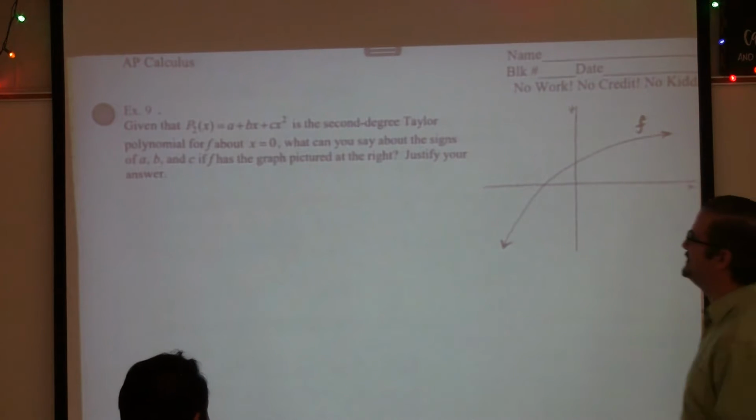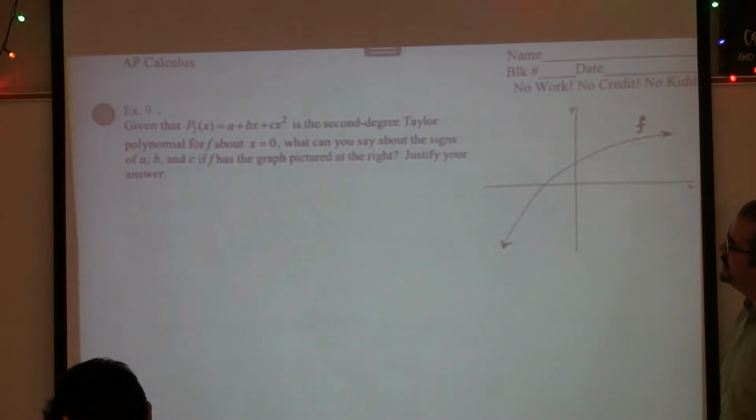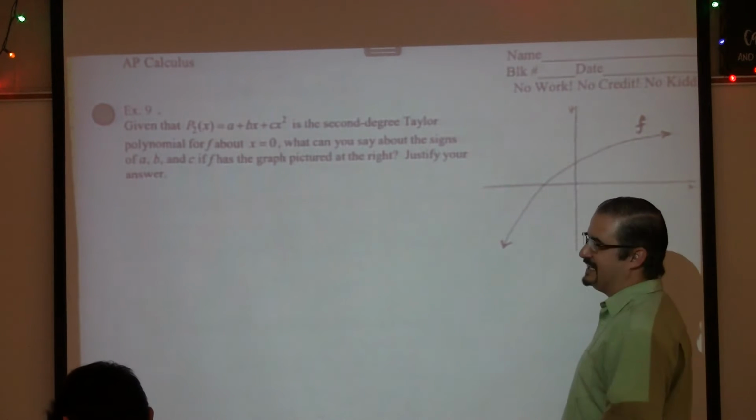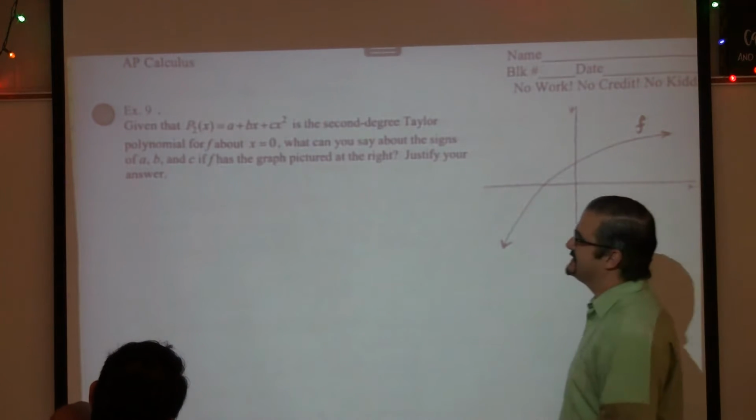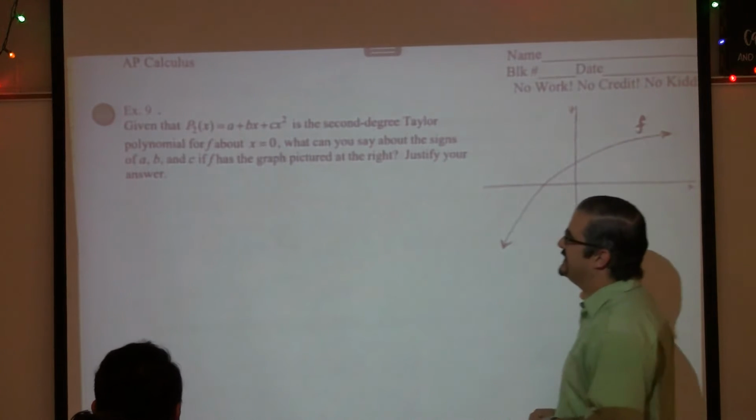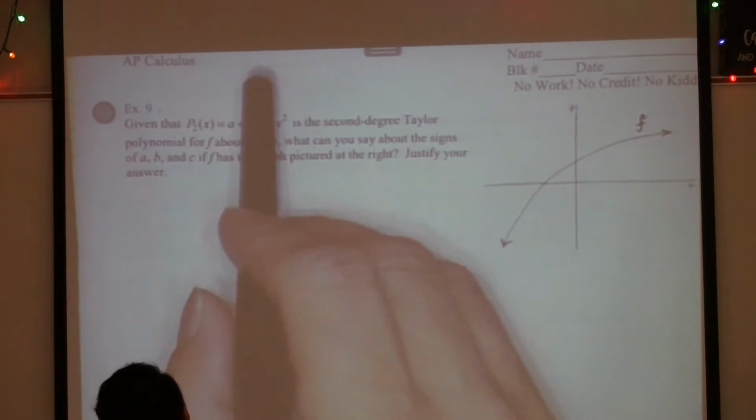We have 30 minutes. So, given that the second degree Taylor polynomial equals a plus bx plus cx squared is the second degree Taylor polynomial centered at 0, what can you say about the signs of a, b, and c if f has the graph pictured at the right? Justify your answer. So what can you tell me about a, b, and c?